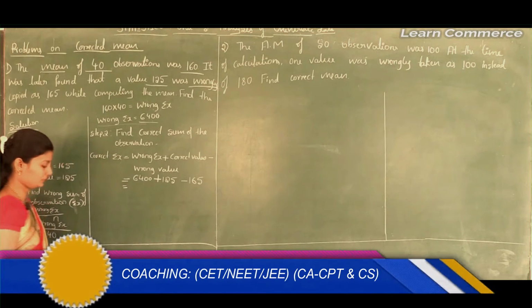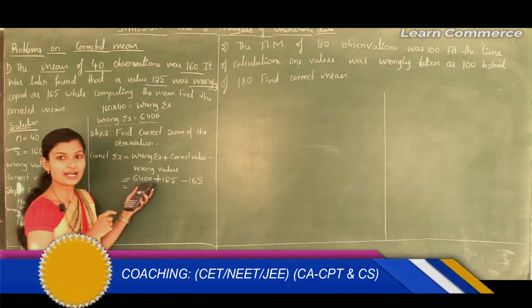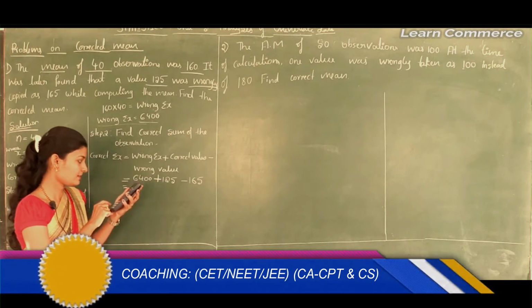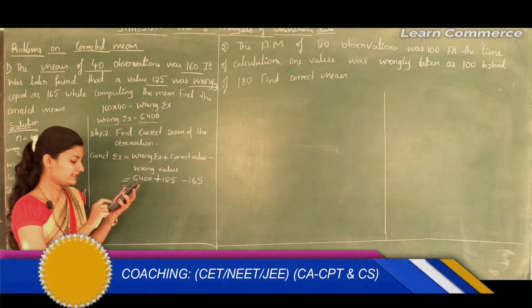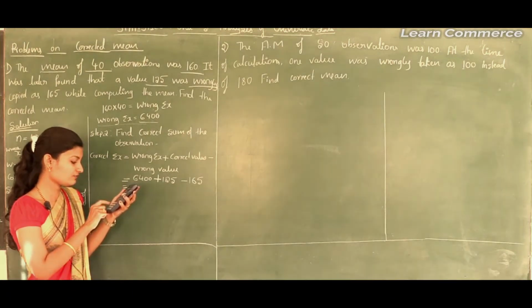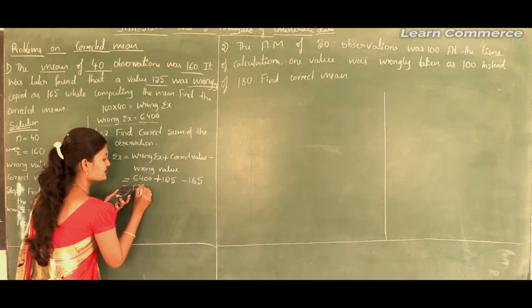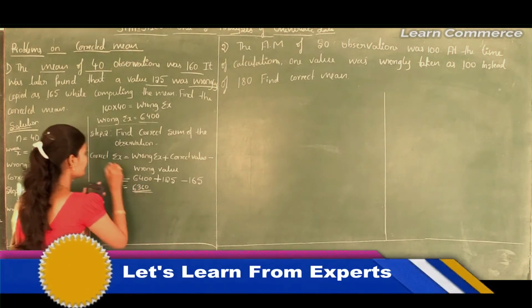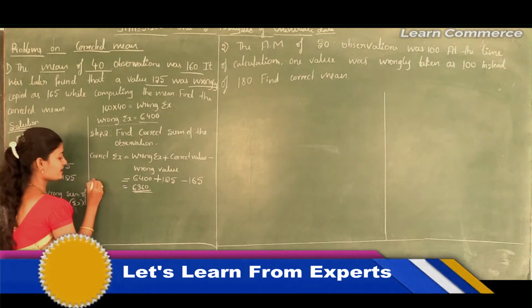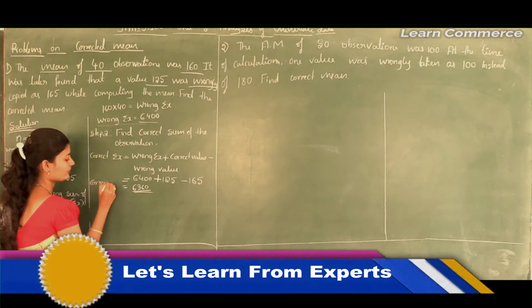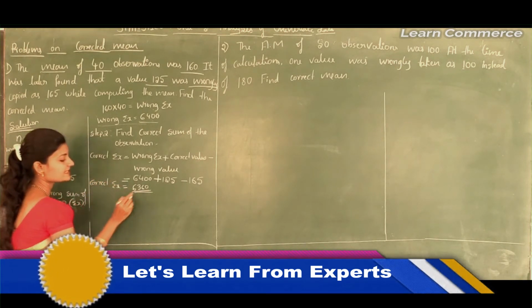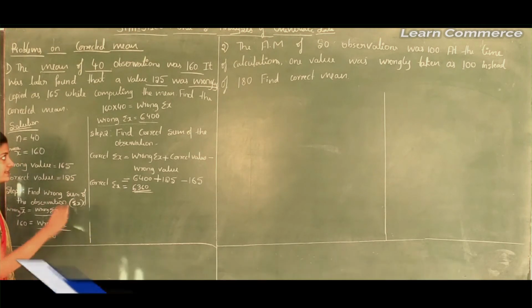This is equal to 6400 plus 125 minus 165, that is 6360. So the correct summation x is 6360. This is step 2.